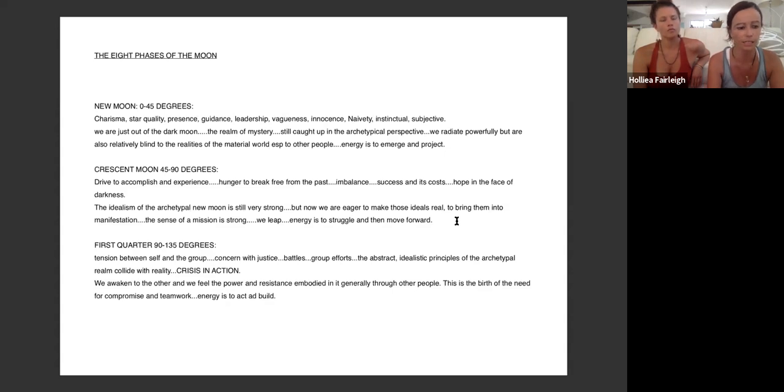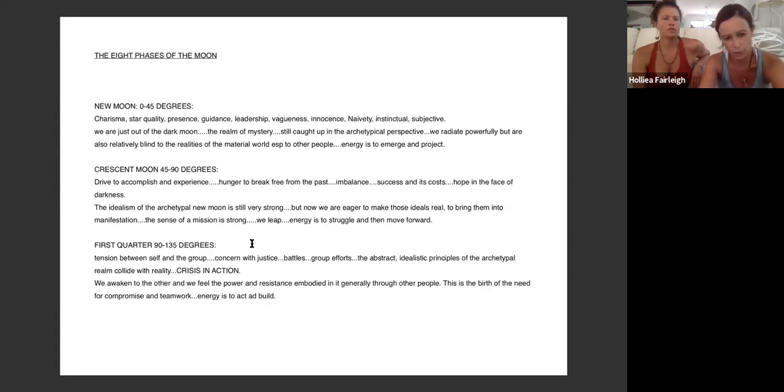It's not as naive and brand new. It's starting to settle a little bit into what our intentions were. So it is a little bit more connected to Taurus in that way. More earthly, and it's starting to become more manifest. Okay, and then first quarter.